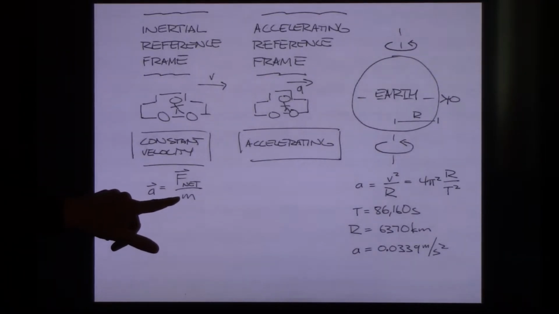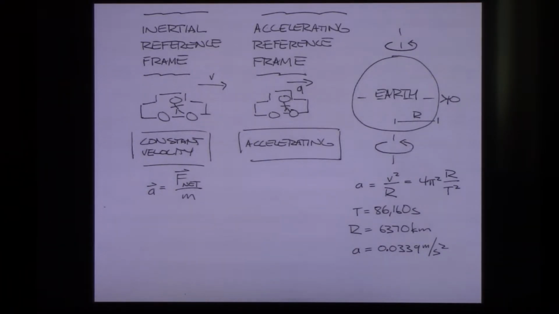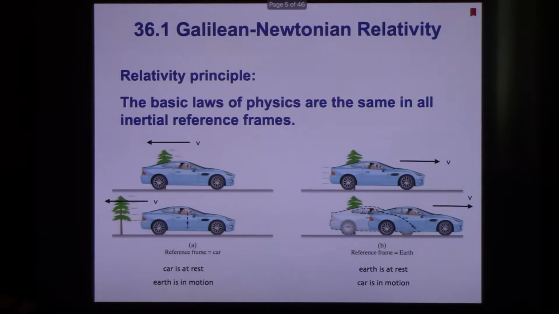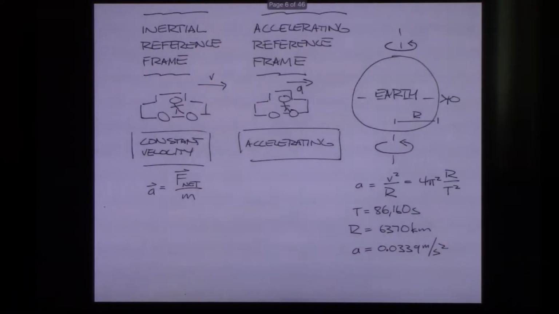Acceleration is force divided by mass in either reference frame. So in the two reference frames, not everybody agrees about the velocities, but everybody agrees about the accelerations and everyone agrees about the forces. That's a fundamental idea in classical physics as to how that works.